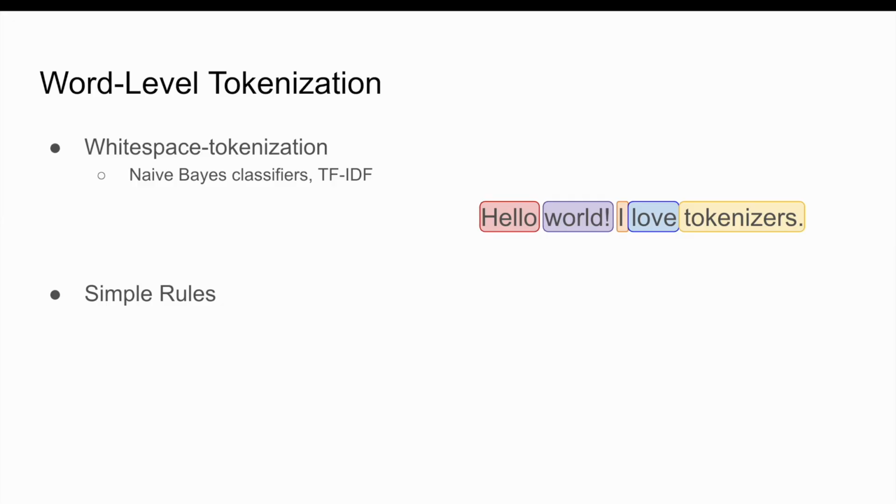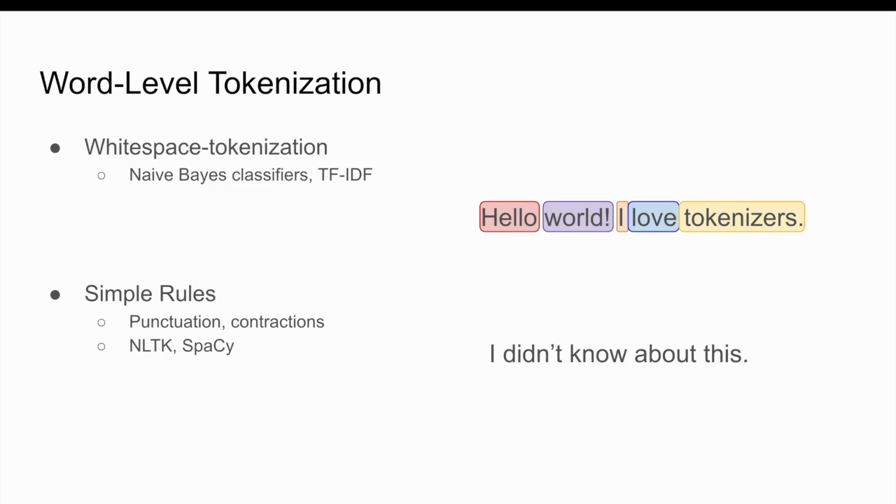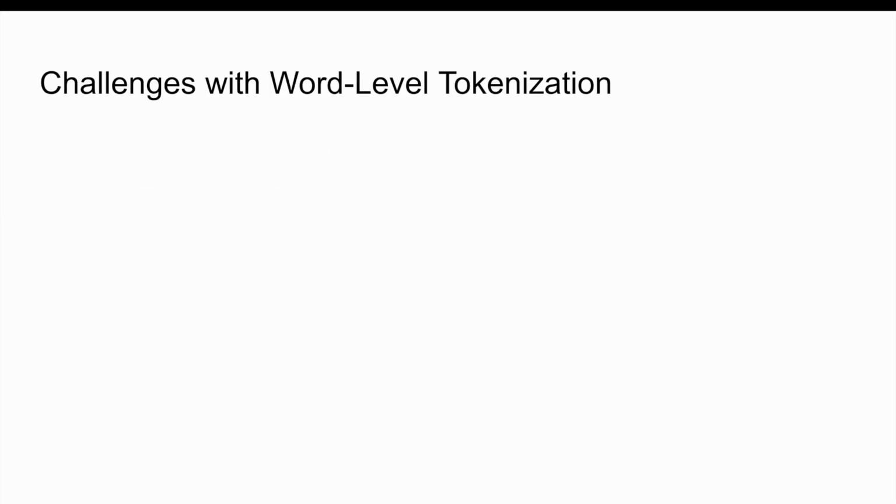Some other word-level tokenizers use simple rules, so they might split also on punctuation and contractions in addition to white spaces, and this is generally how NLTK and spaCy do this. So if we take a string like this, didn't will be segmented within that word into two tokens along that contraction, and also punctuation will be separated, unlike the earlier version. And so your final tokenization might look something like this.